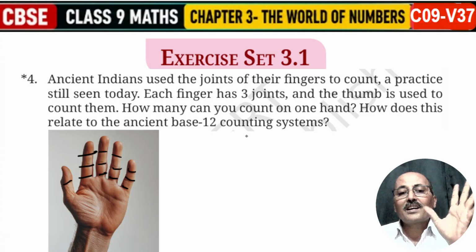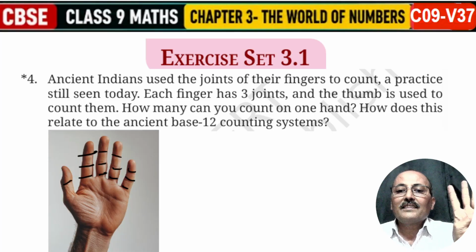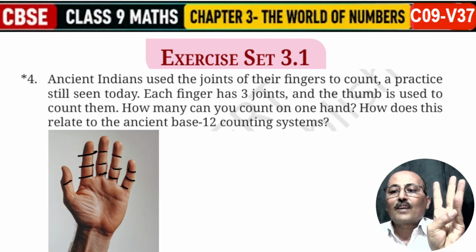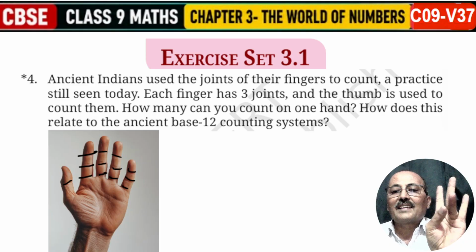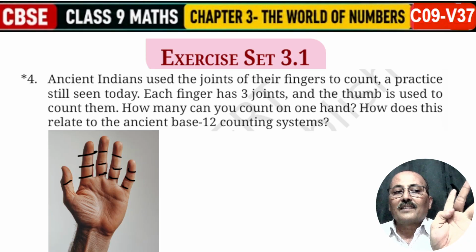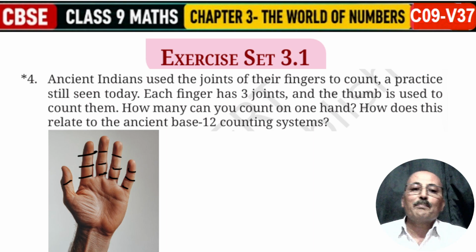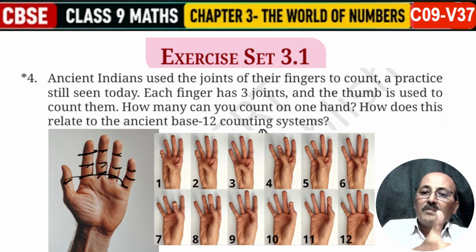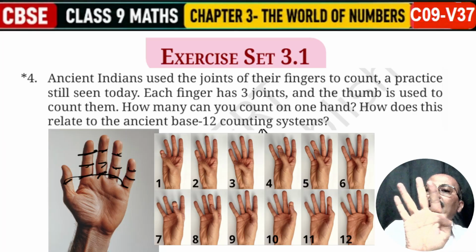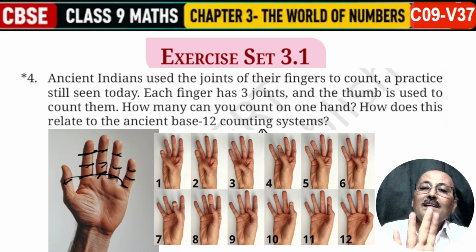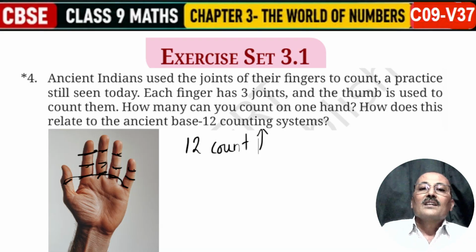Now you see how you will count using the fingers. Take the first joint, second one, third one. Now the next finger 1, 2, 3. Now for the third finger 1, 2, 3. For the fourth finger 1, 2, 3. That's all. This is the base 12 system. Using the thumb, we count 1, 2, 3 on the last finger, then 4, 5, 6, 7, 8, 9, 10, 11, 12. So 12 joints are there. We are going to count 12. That is called the base 12 counting system.